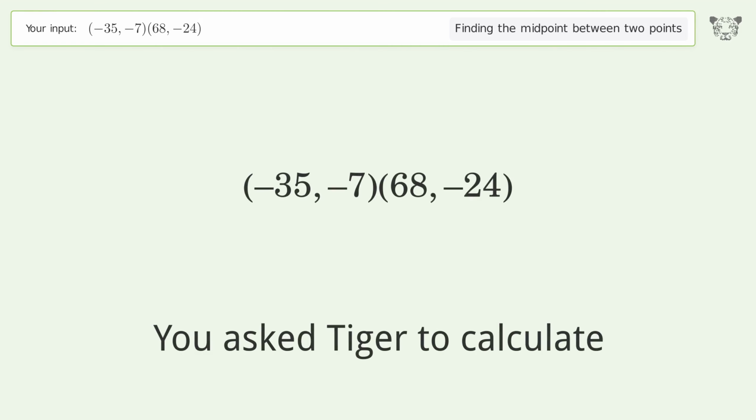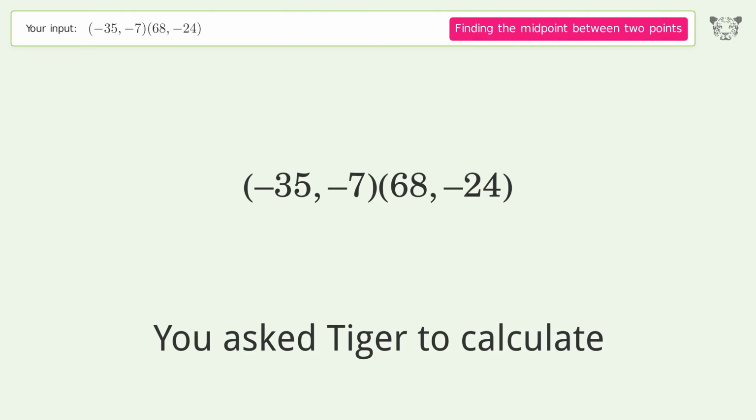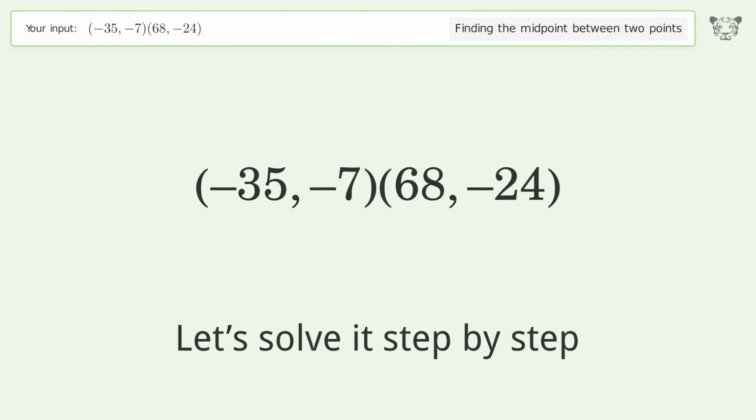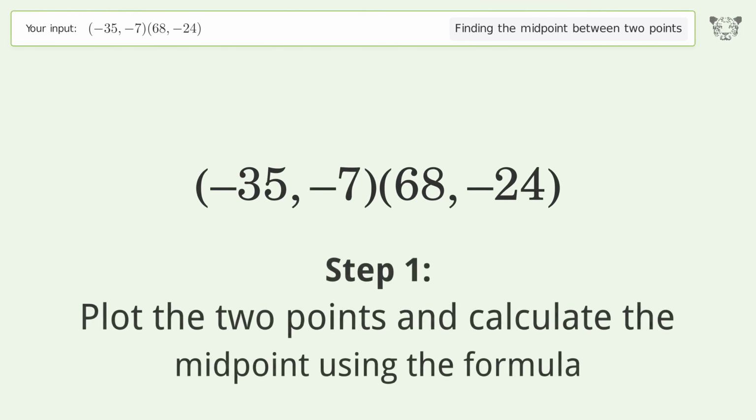You ask Tiger to calculate. This deals with finding the midpoint between 2 points. The midpoint between the 2 points is 16.5, negative 15.5. Let's solve it step by step. Plot the 2 points and calculate the midpoint using the formula.